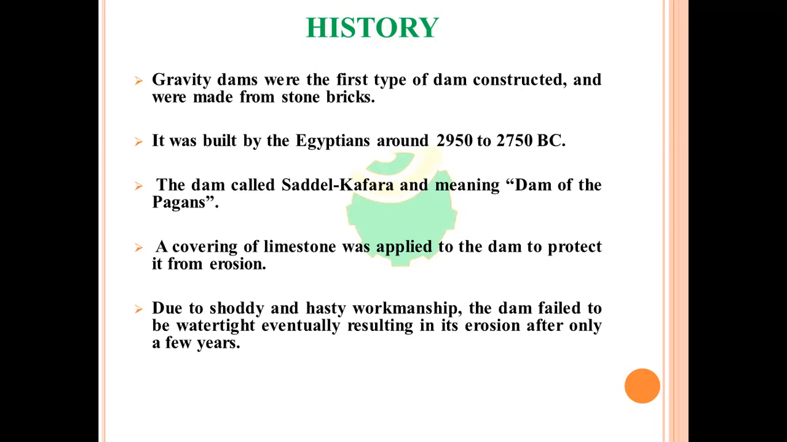So, the first dam was constructed by Egyptians, but the dam failed within a few years due to the non-skilled labors. The initial dam was constructed with stone bricks, stones and stone bricks with the combination of limestone.